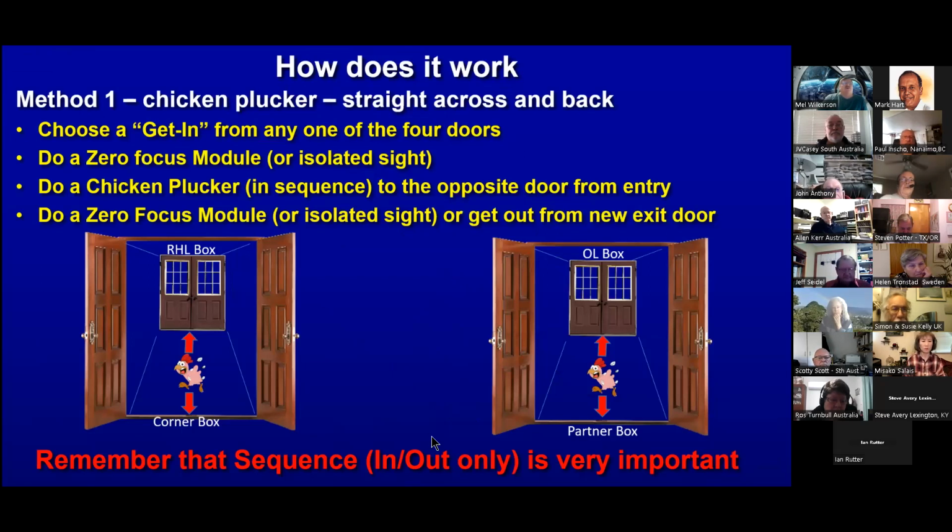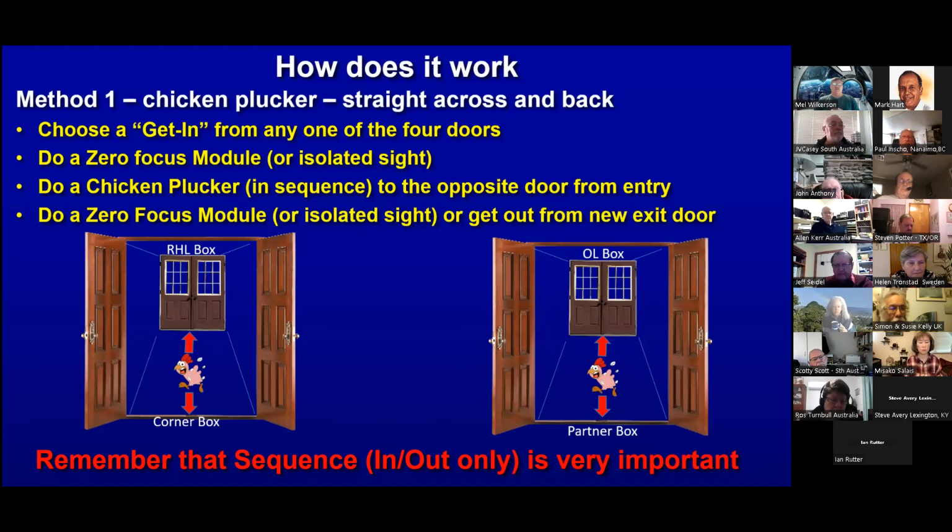So the question is, how does it work? And how it works is you choose a get-in from any one of the four doors. You choose a zero module or a focus module, or use isolated site. So a zero module is a module that does nothing, basically moves them back to the same spot. A focus module is a zero module that focuses on a specific movement. So if my movement is spin the top, for example, a zero module for spin the top could be swing through, spin the top, slide through. Or I could use isolated site.